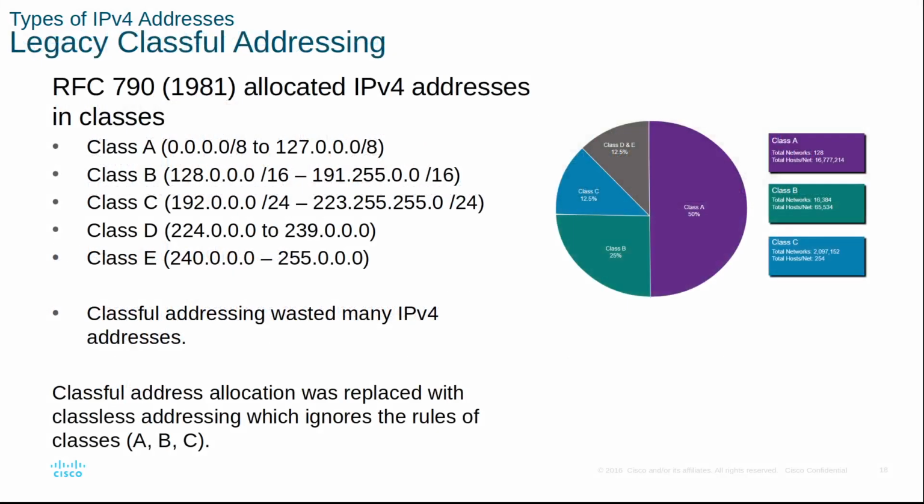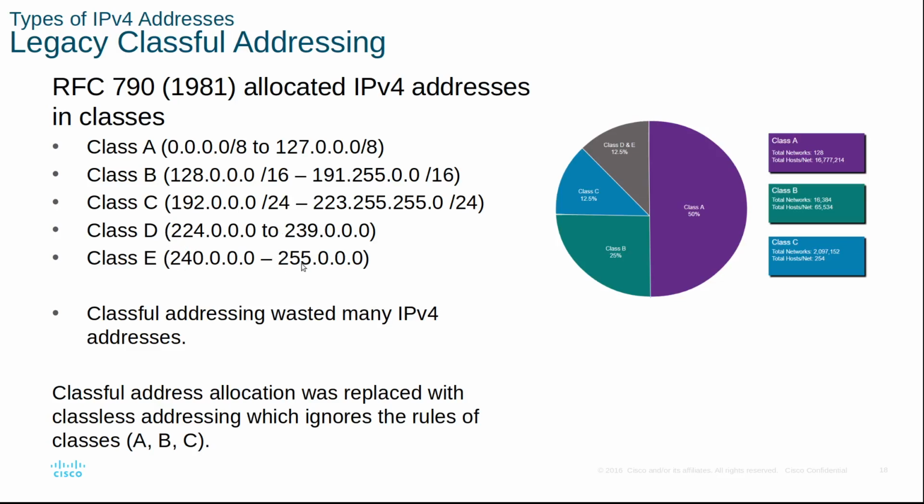I mentioned class A, B, and C. Here are the other classes as well. This was done in 1981 in RFC 790. It allocated the IPv4 addresses into these 5 classes. Class A was ranging from first octet beginning with 0 to 127. That's how you tell. You look at the octet. Class B was 128 to 191. Class C was 192 to 223. Class D was 224 to 239, and Class E was used for 240 to 255.